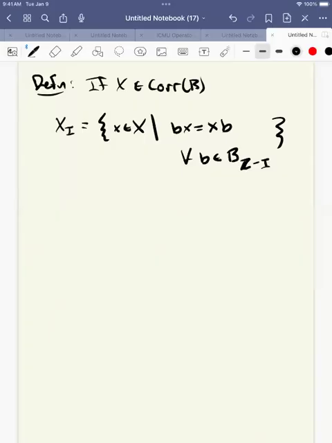This is my definition of X_I, and now another definition: a correspondence is called a DHR bimodule.